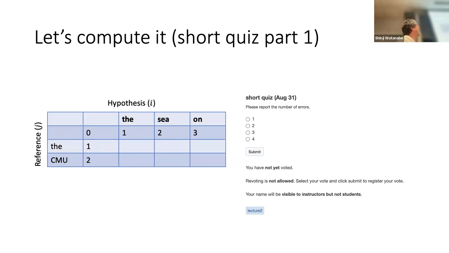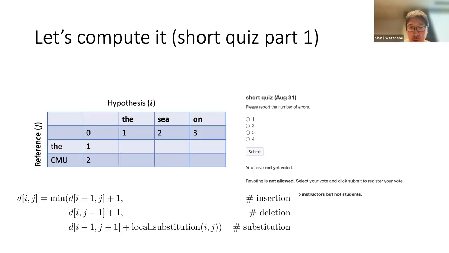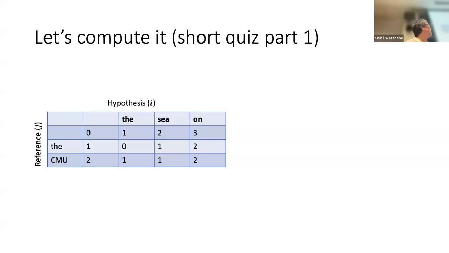Computing and then submit your answer. The equation is like this. Yeah, this is the answer.